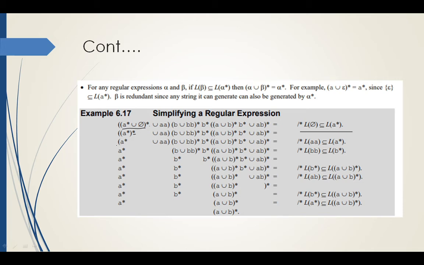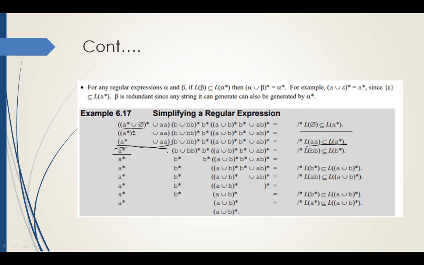Next, A star union AA is there. The language of AA is a subset of the language of A star. So using this rule, I can write A star directly for this whole bracket. What I got is A star.